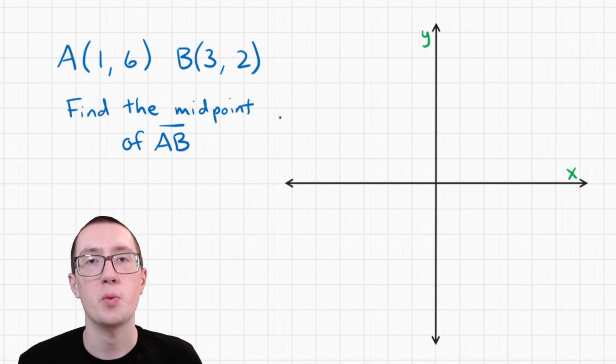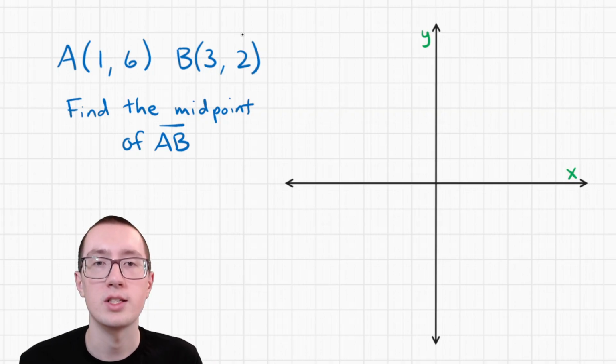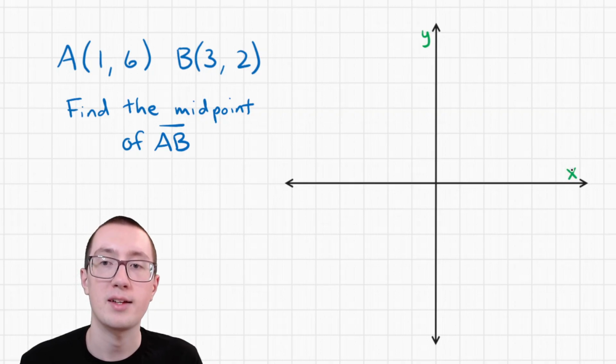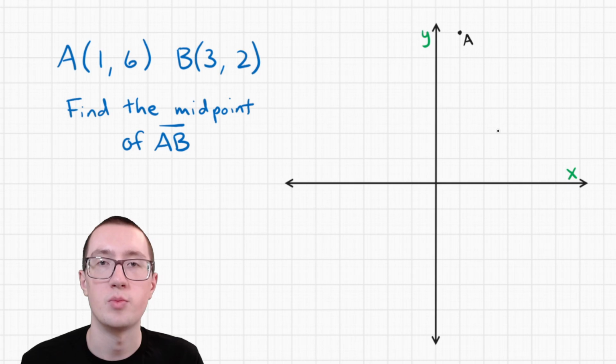To use the midpoint formula, you actually don't need a graph at all, but I'm going to show you what it looks like on a graph first so you know what we're even doing. So I'm going to plot these 2 points on our graph. Remember that X is left and right and Y is up and down. So in this case, A would be 1 square to the right and 6 squares up, and B would be 3 squares to the right and 2 squares up.